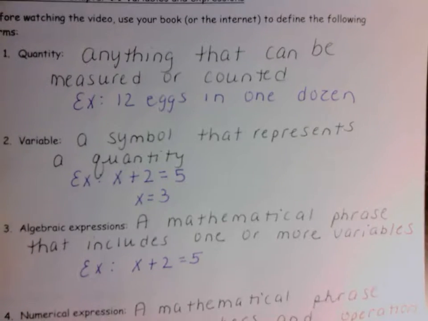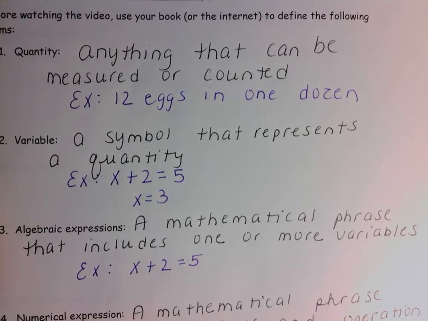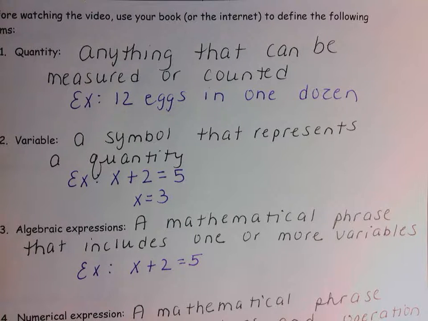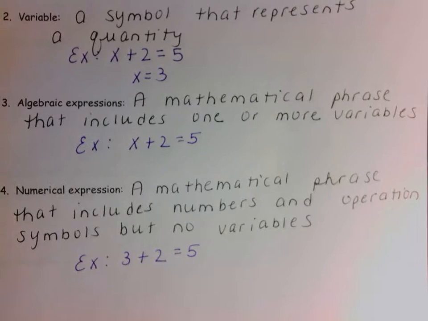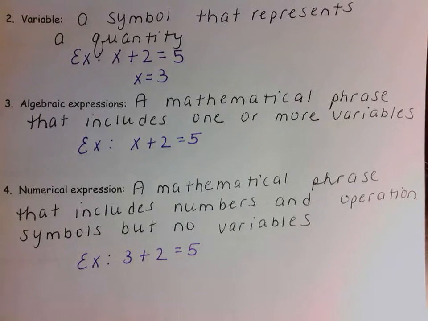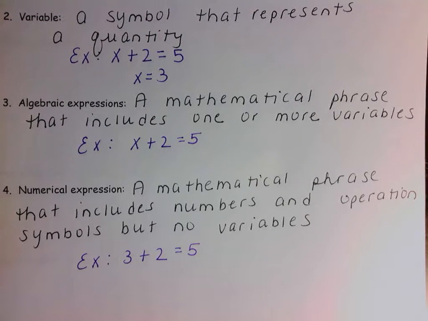And an algebraic expression is a mathematical phrase that includes one or more variables. X plus 2 equals 5 is an algebraic expression. Comparing that to a numerical expression, which is a mathematical phrase that includes numbers and operation symbols, but no variables. 3 plus 2 equals 5 is a numerical expression.